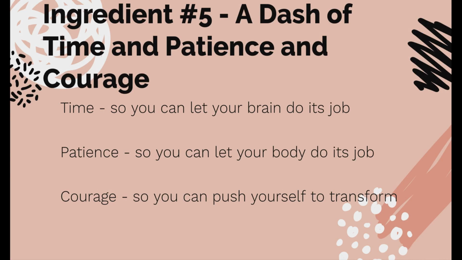And then the fifth ingredient you need, well, it's a combination, it's a spice mix. We need a dash of time and patience and courage. Time and patience. You have to give your brain a chance to do its job. It's made to learn English. Give it some space and some time to do what it needs to do. You need patience to let your body settle down so that your body can learn from your mind. And then you need courage to push yourself outside of where you feel comfortable.